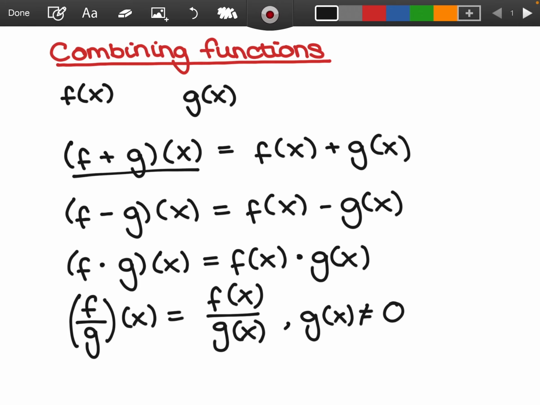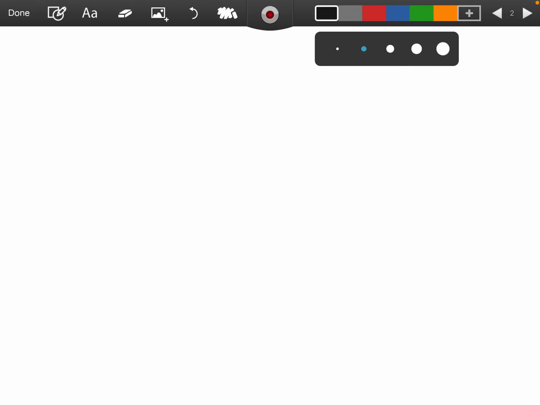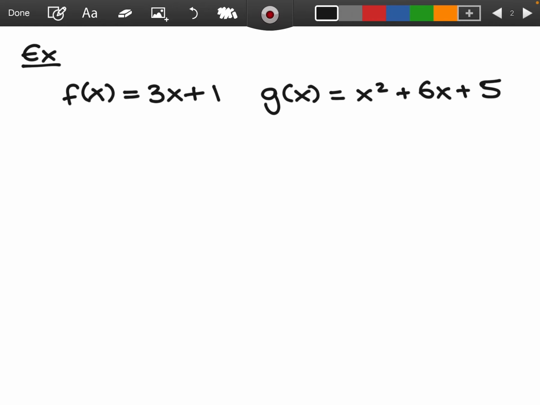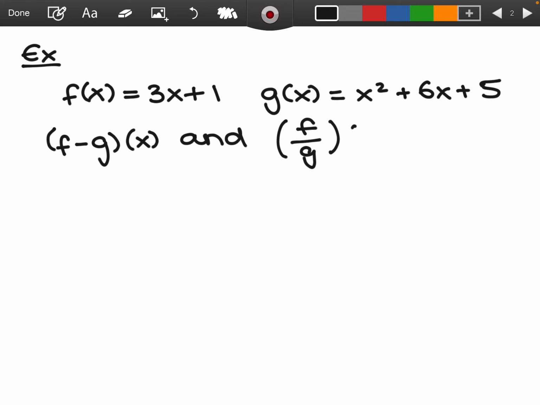I'm going to do a couple examples here, and then we're going to move on to look at domains once I've done this. So for my first example, I'm going to take the two functions f of x is equal to 3x plus 1 and g of x is equal to x squared plus 6x plus 5. And in this problem, I'm going to find the two functions f minus g of x and f over g of x, because there's a few things that I want to look at here in particular with these two different functions.